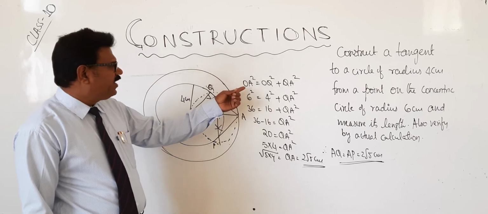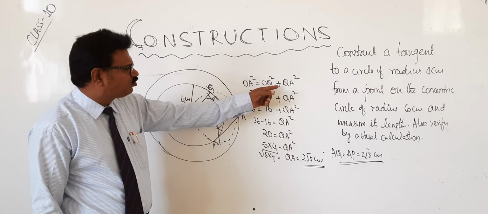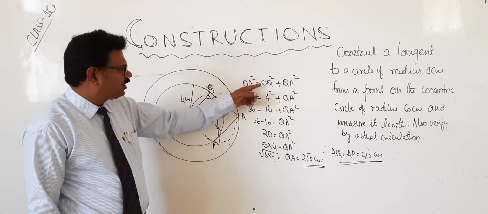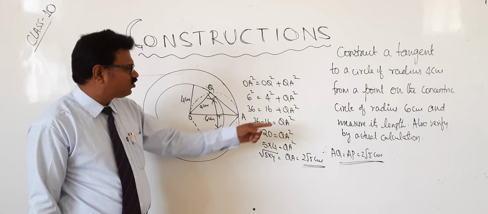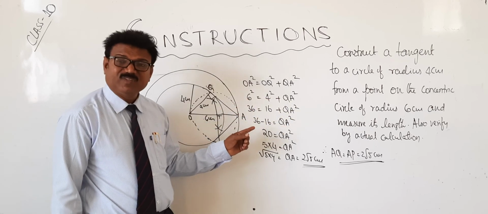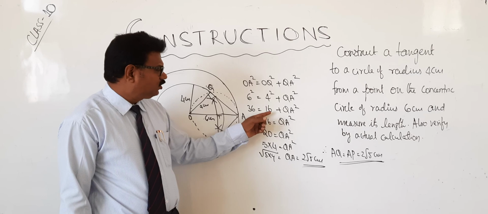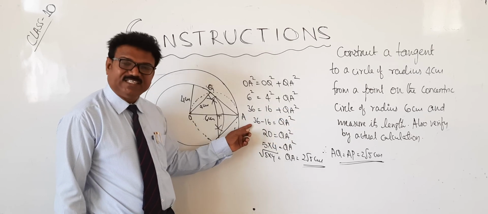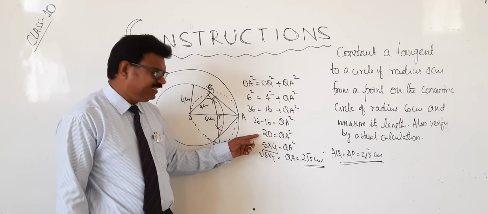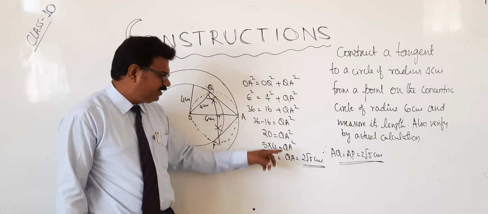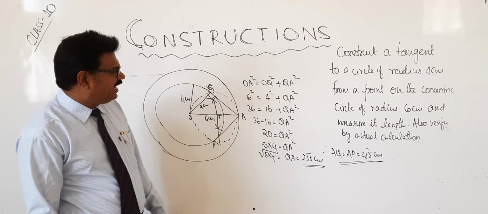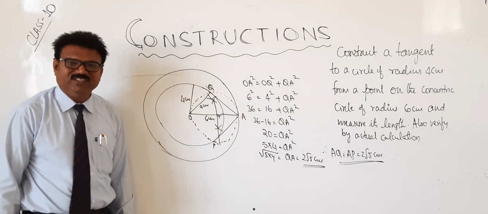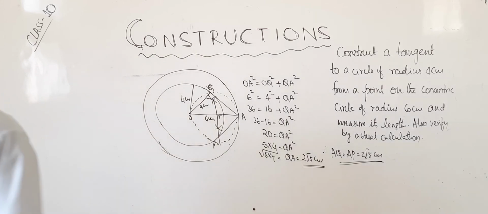Now you see, OA square equal to OQ square plus QA square. OA square is 6 square. OQ square is 4 square plus QA square. 6 square is 36 is equals to 16 plus QA square. Therefore, QA square equal to 36 minus 16. That is nothing but 20. 20 is nothing but 2 root 5. Therefore, the length of the two tangents is how much? Yes, 2 root 5 centimeters. Please take down.